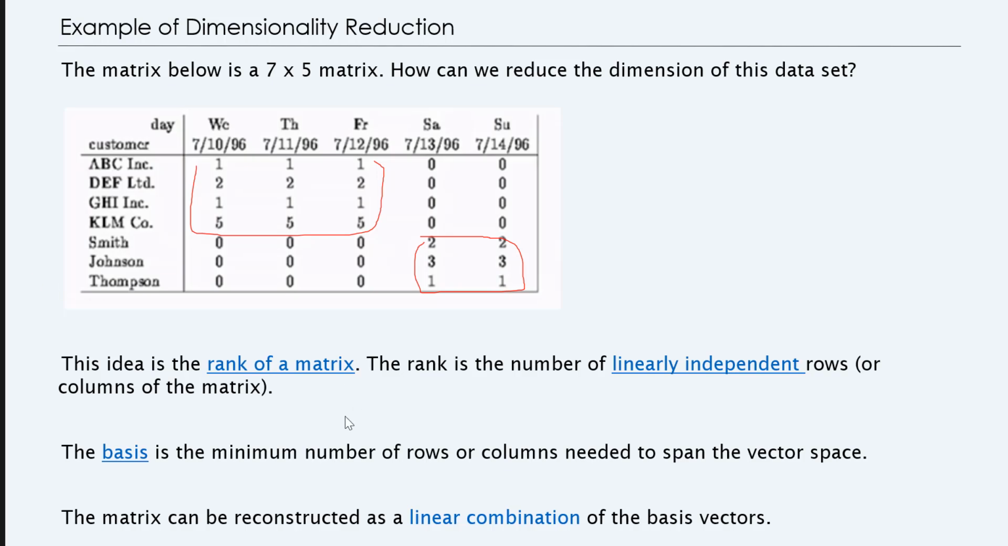The basis is the minimum number of rows or columns needed to span the vector space. For example, we can construct any 2D matrix with 4 matrices of dimension 2 by 2. So think of something like 1, 0, 0, 0, and then 0, 1, 0, 0, then 0, 0, 1, 0, and then 0, 0, 0, 1. If you take those 4 basis vectors, you can form any 2D matrix. Therefore, the dimension of that space is 4.